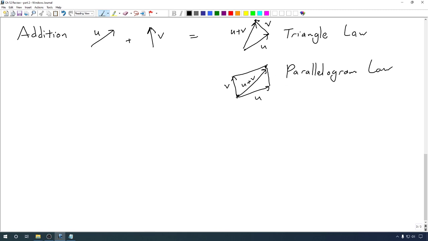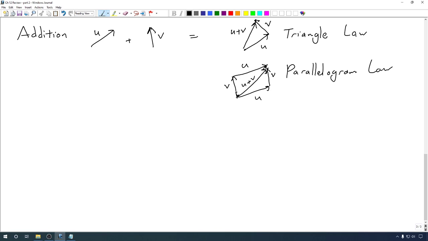Now, my picture looks more like a rectangle. They don't have to be perpendicular to each other. They could be a little bit more elongated. But really what's going on here is that this line up here is just another copy of u. If we think about going from here to this point here, that is just a copy of the vector u. Same thing over here, we actually do have a vector v, another copy of v. And so really this is just two copies of the triangle law.